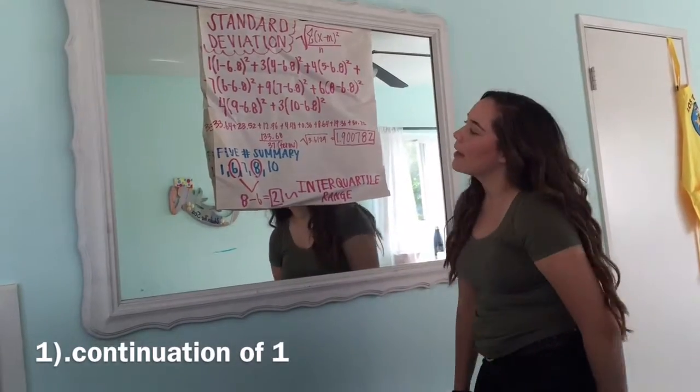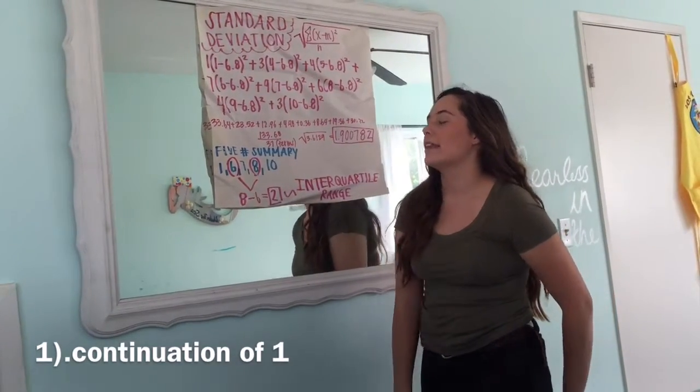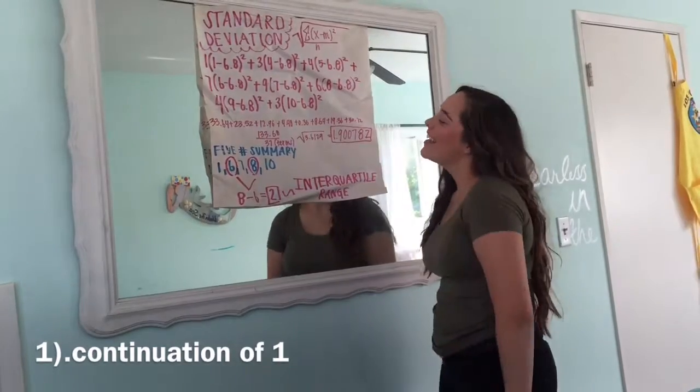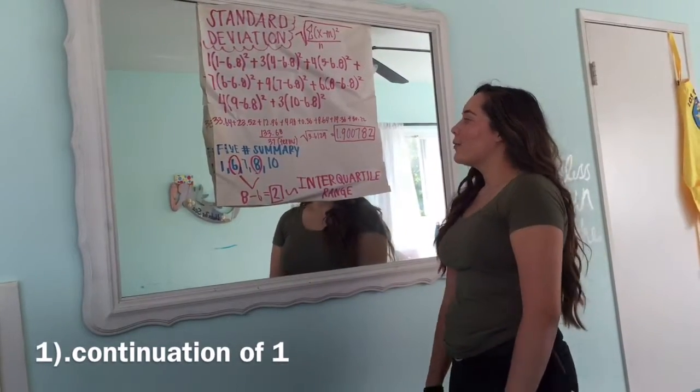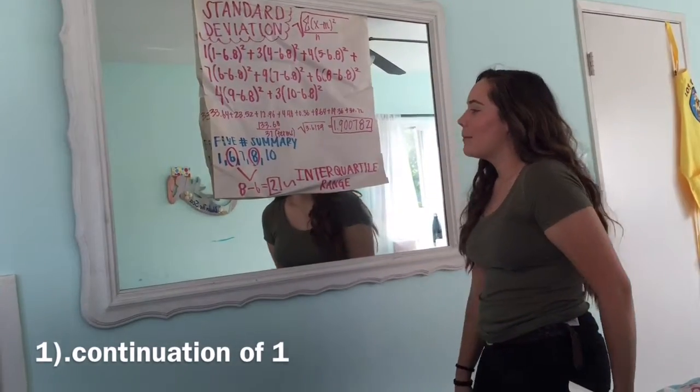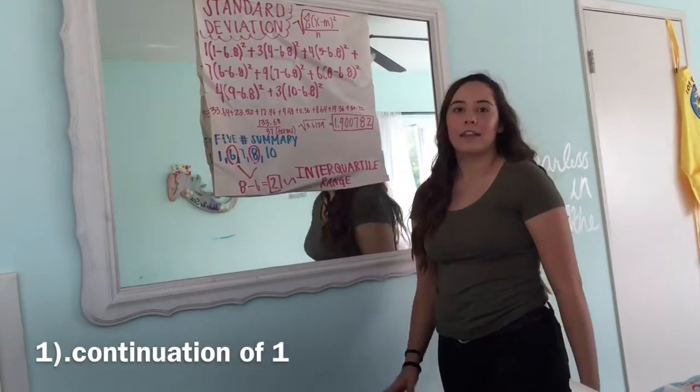So then we added all the numbers up and got 133.68, and then we divided by the number of terms there, which is 37 terms. Then we took the square root of that, and then we got this, which is the answer.